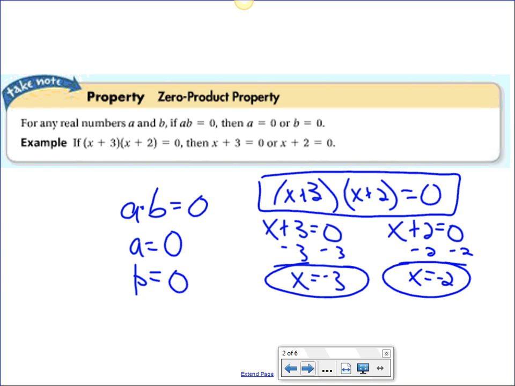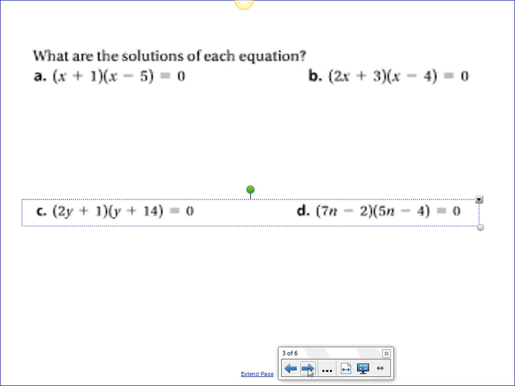So if I put in a negative 3, negative 3 plus 3 is 0, and negative 3 plus 2 would be a negative 1. So 0 times a negative 1 is 0. If I put in a negative 2, negative 2 plus 3 is 1. Negative 2 plus 2 is 0. So 1 times 0 is 0. So it does work.